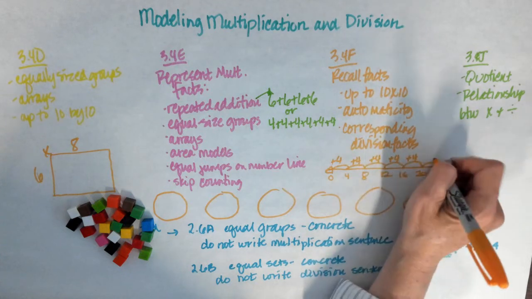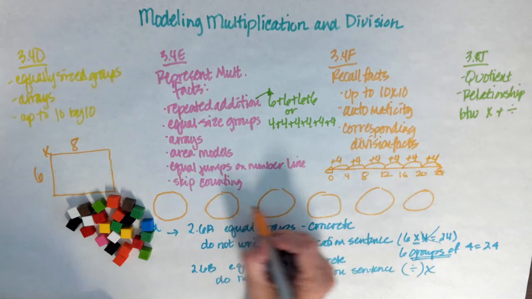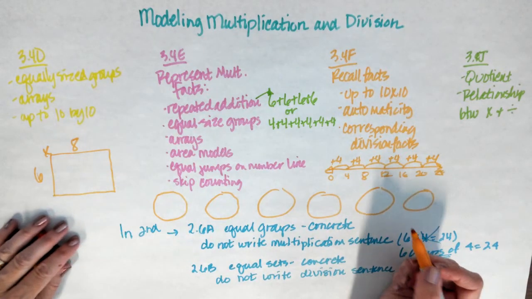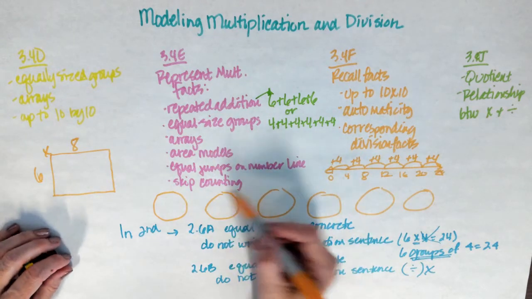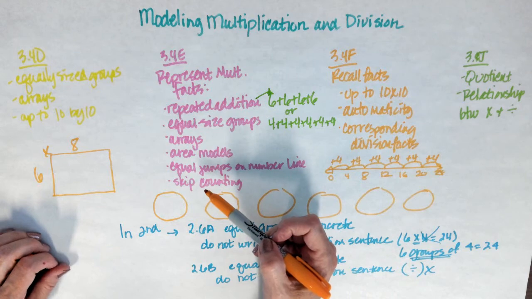And this ties to repeated addition. It ties to skip counting. It ties to their equal groups. So those are the ways that we are expected, skip counting being one of them, to represent our multiplication facts.